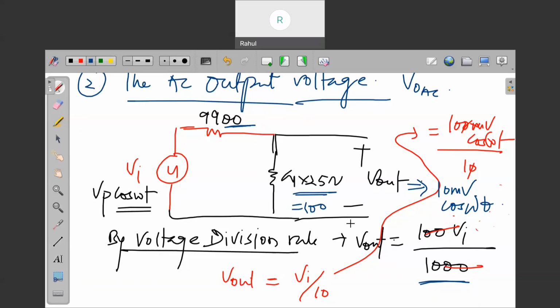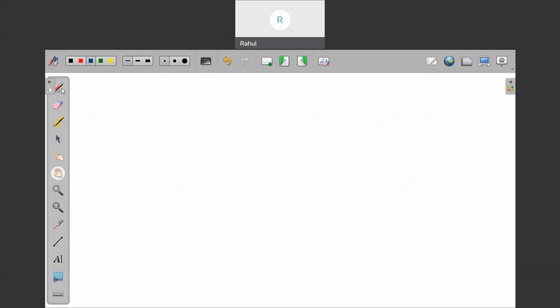And what is Vi? Vi is basically 100 cos omega t. So this will be the answer: 100 millivolt cos omega t upon this. So this will be 10 only, right? So let me again try this question, in case there is any kind of mistake.